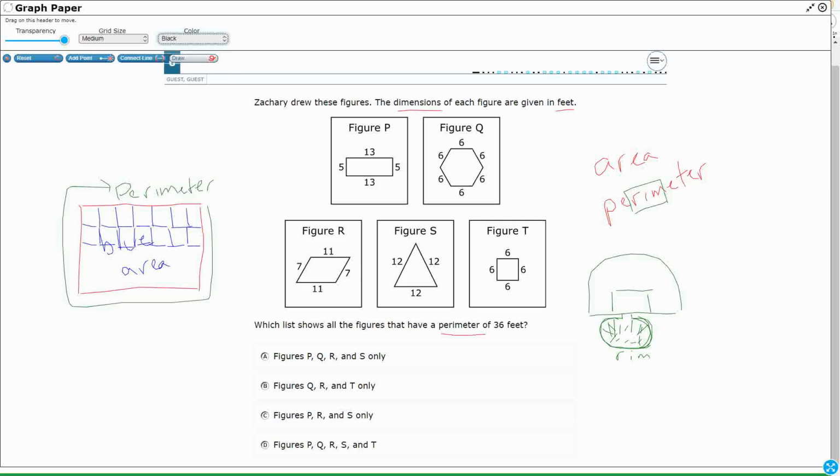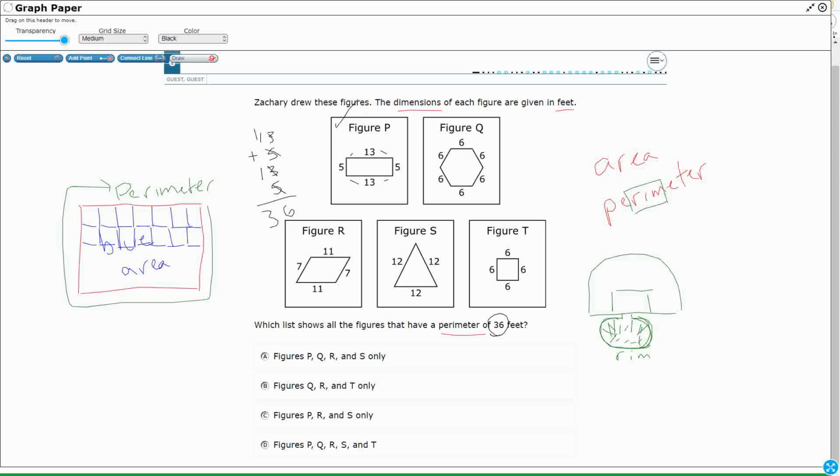So how do we find the perimeter? We're just going to add all of these numbers. Figure P is going to be 13 plus 5 plus 13 plus 5 because it's a rectangle, right? I'm just going to add all of these four sides here. So that's going to be 10, 16, all right, so 36. I'm looking for all the ones that have 36. So yes on figure P.